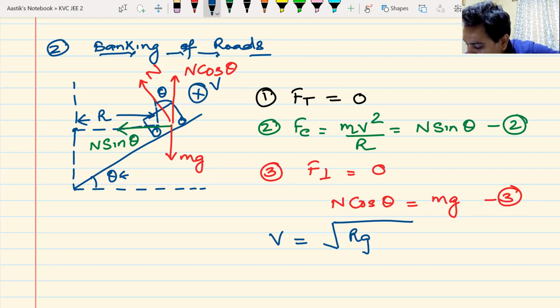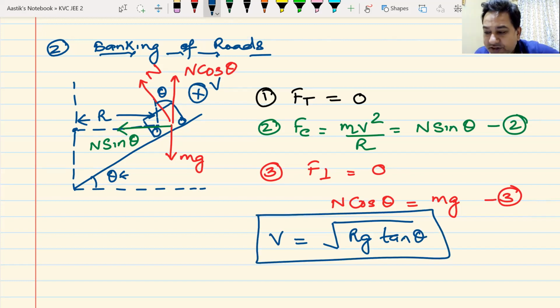It is root of R G tan theta. Do we all get this answer? Yes or no? Please raise your hands. Root of R G tan theta. And that is the maximum speed possible for only banking.